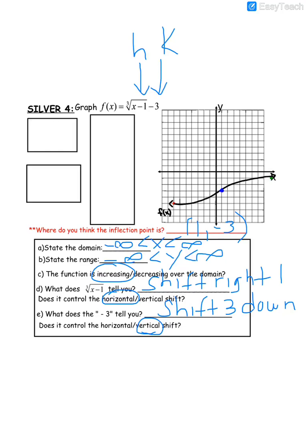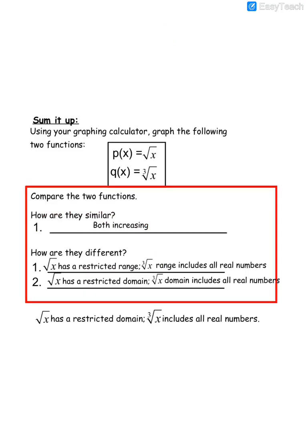Okay, so let's take a look at sum it up. And then I'm going to head to gold. Using your calculator, graph the following two functions. So this is my square root function, and this is my cube root function. So we're basically comparing two things we've done. Compare the two functions. So how are they similar? They are both increasing. Oh, the answers are here for you. This is so nice. How are they different?